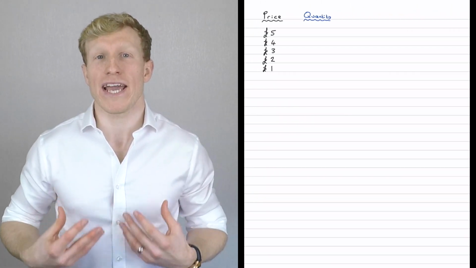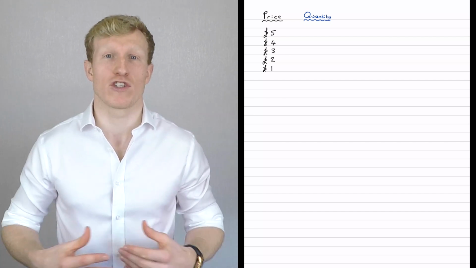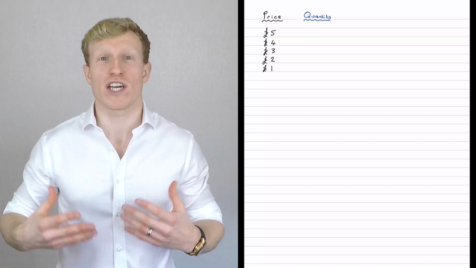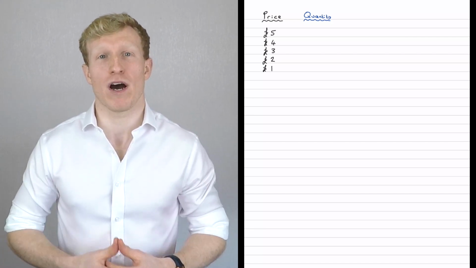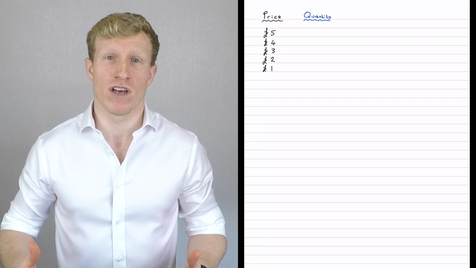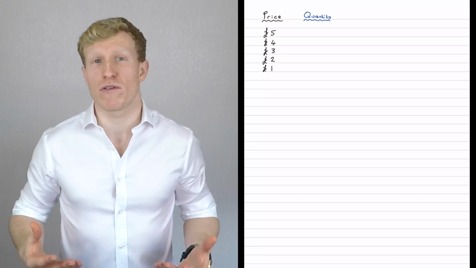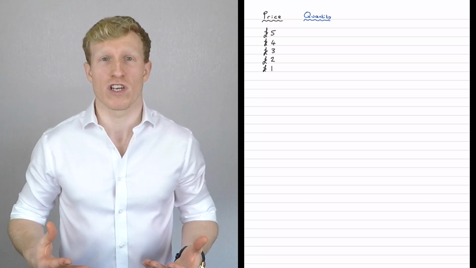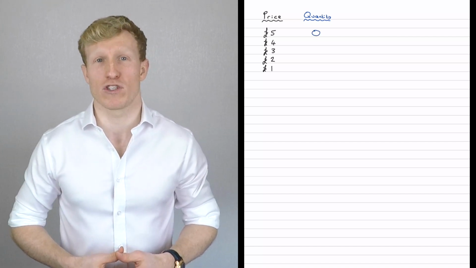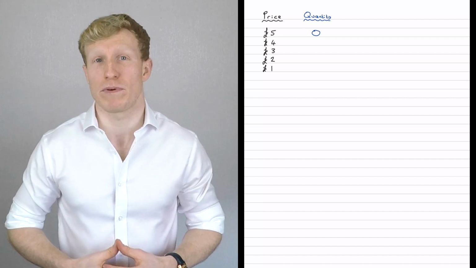So let's think about my individual demand for Dairy Milk chocolate bars per week. I go to the supermarket, and depending on what the price is, that will impact the amount of those chocolate bars that I buy. Imagine that the price of Dairy Milk chocolate bars is £5. I'm not really wanting to spend that much, so I wouldn't buy any of the Dairy Milk chocolate bars at that price. My quantity would be zero.